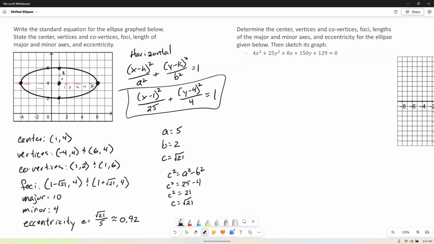So again, remember the x minus 1 and the y minus 4 come from the center coordinates of (1, 4). The 25 comes from 5 squared, the 4 comes from 2 squared, and the 25 goes under the x because this is a horizontally oriented ellipse.